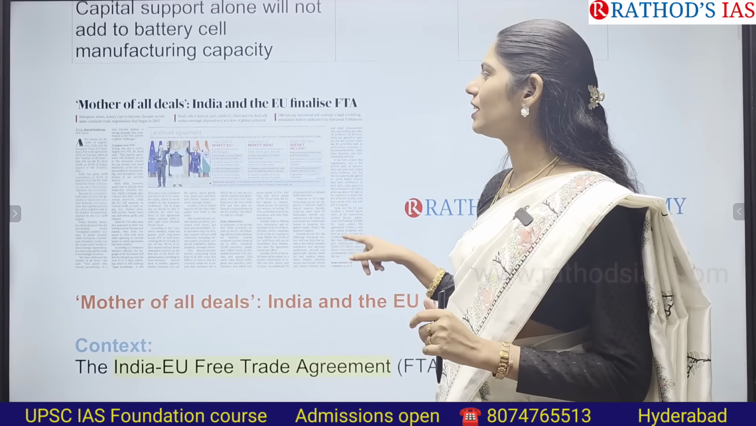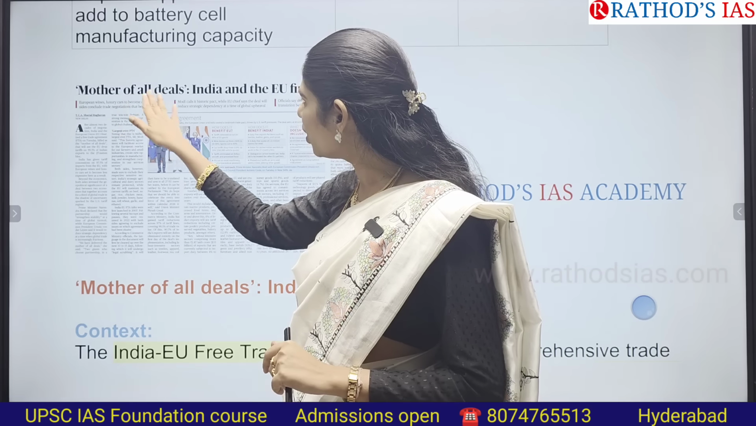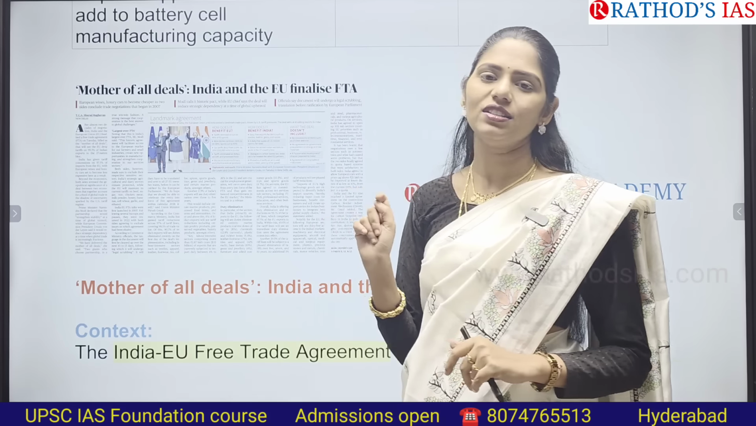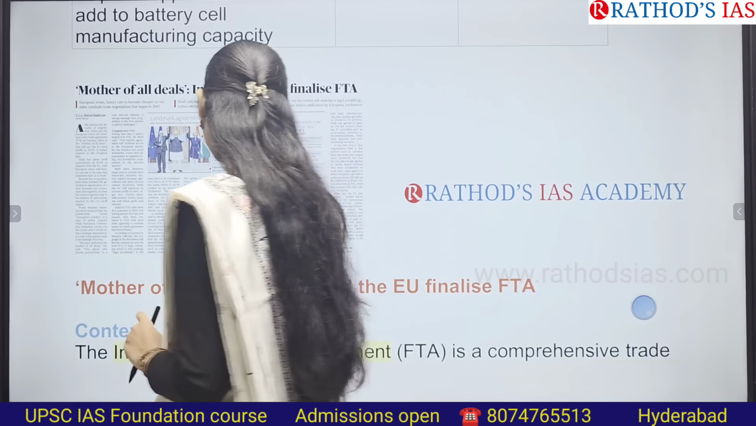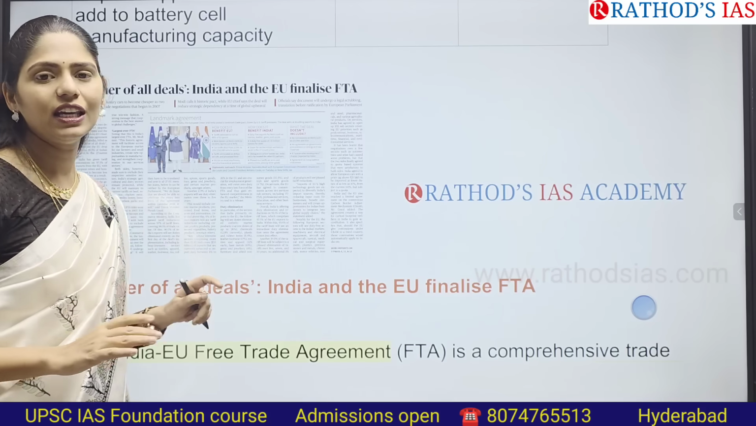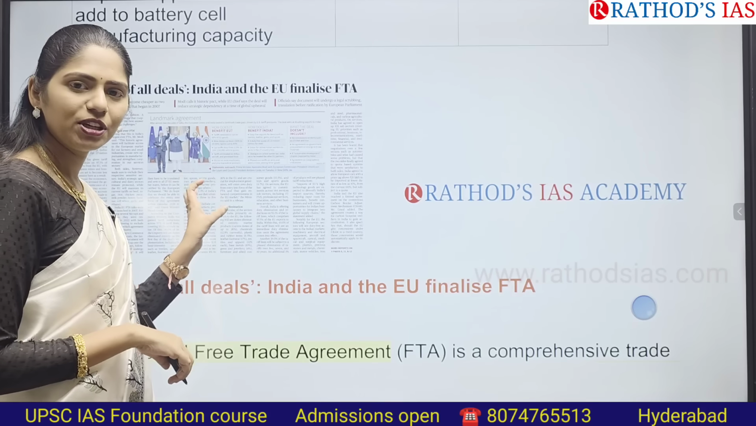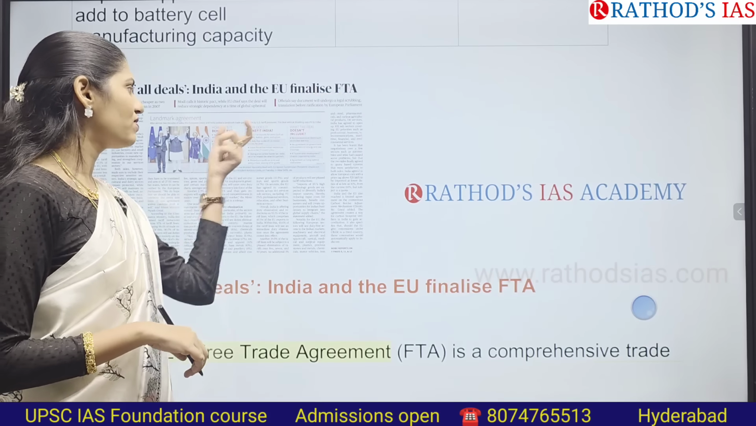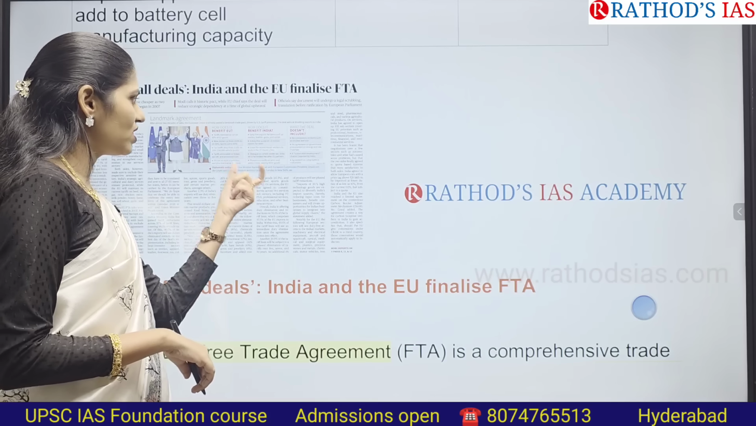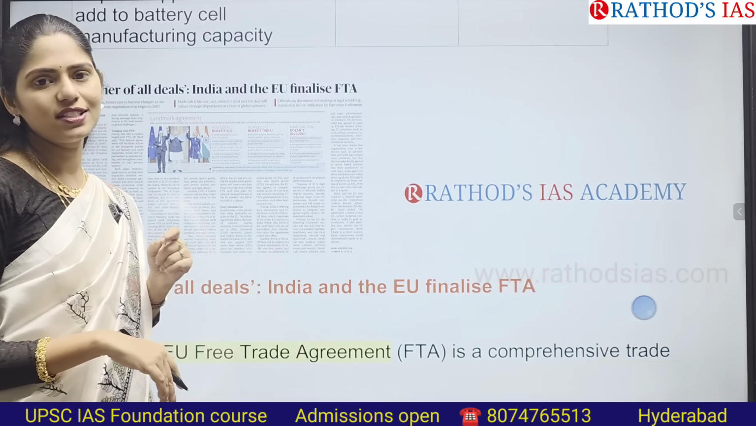Okay, now let us see the title of the first article. It says, "Mother of all deals: India and European Union finalize FTA." And here, if possible, please cut this infographic and keep it with you, because this infographic gives lots of information regarding how this FTA benefits the European Union, how it benefits India, and what is not included in this deal.